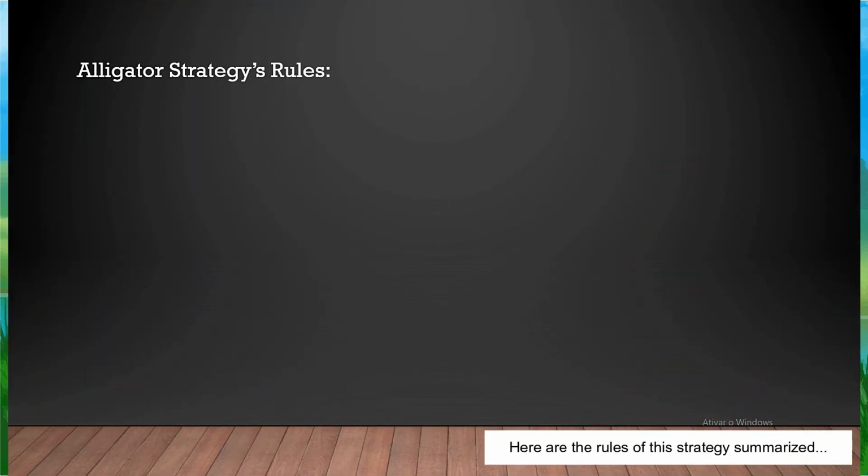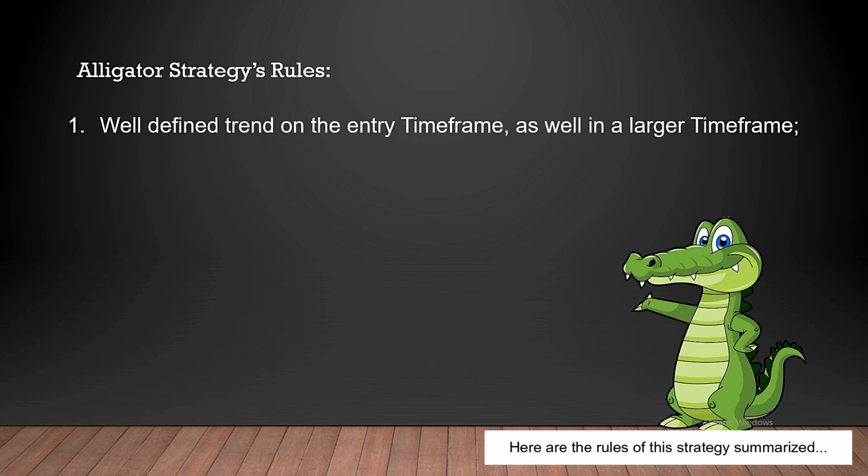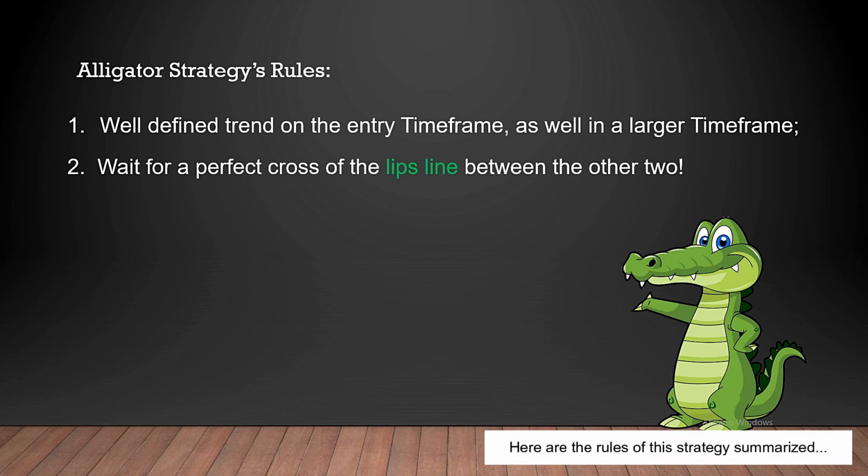Here are the rules of the strategy summarized. 1. There must be a well-defined trend in the time frame where the entry will be made, as well as confirmation in a larger time frame. 2. You have to wait for the lips line to cross between the other 2 lines, it can't be just one. 3. Other indicators can be added to this strategy in order to try to clear out false signals. In future videos we will show you some examples of how to do this.